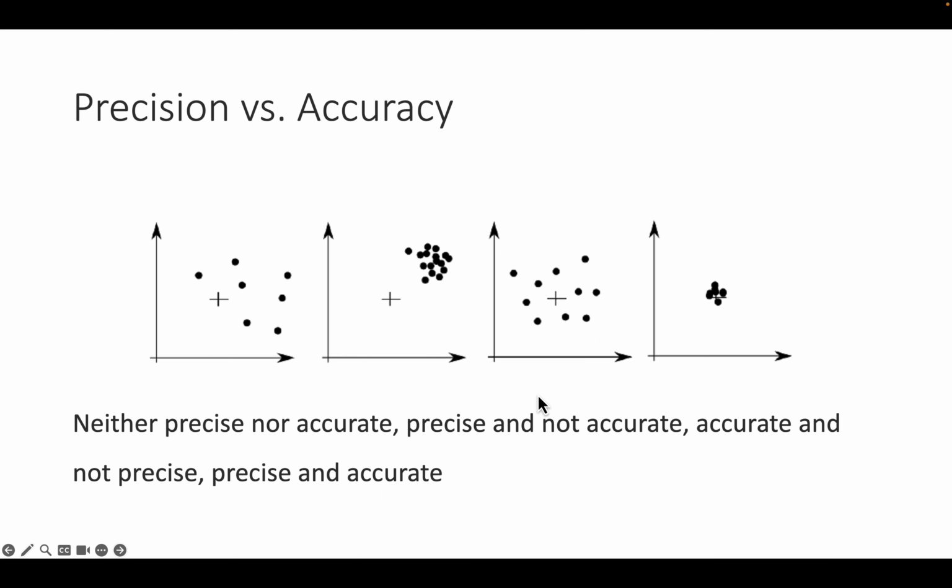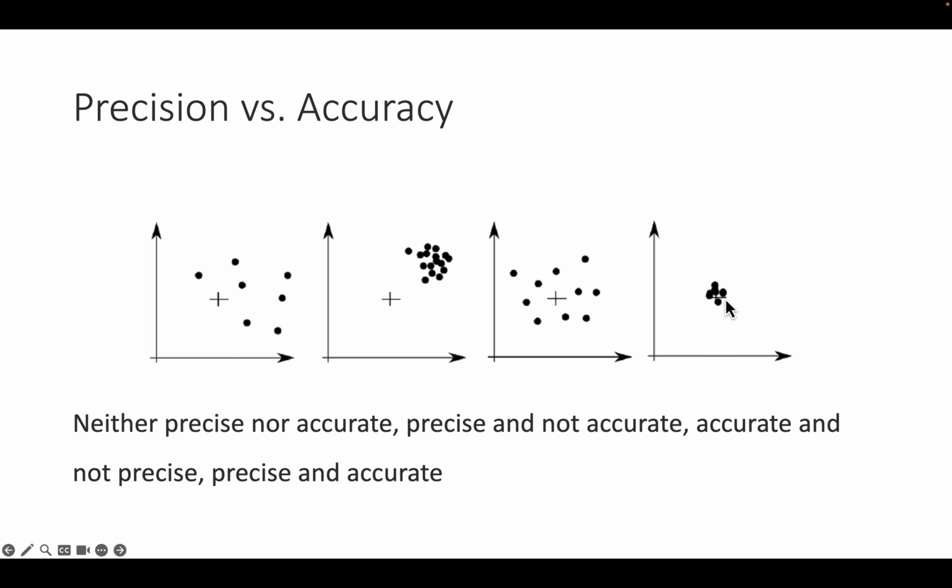We have precision versus accuracy. When you shoot darts at a crosshair, and you have these black dots where the dart is landing, a pattern like the one to the left is neither precise nor accurate. A pattern to the right is very precise and very accurate.